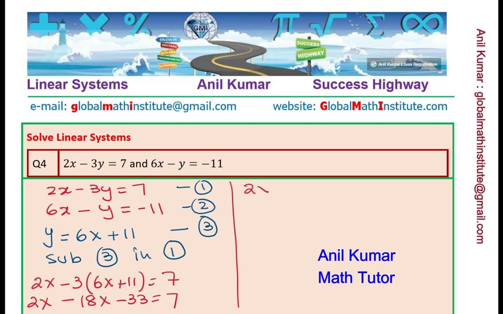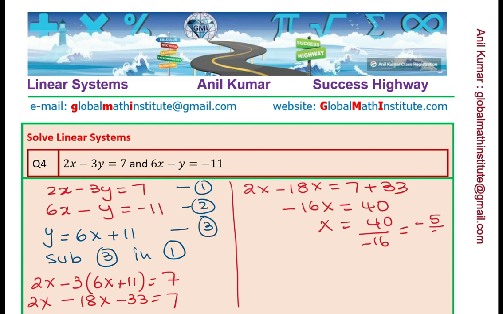So we have 2x minus 18x. We are taking 33 on the other side, right? And 2x minus 18x is indeed minus 16x. And here we get 33 plus 7 as 40. So x equals 40 over minus 16, which you can simplify, right? Dividing by, let's say, 4 or 8. If you divide by 8, you get minus 5 by 2. So the x value is minus 5 by 2. See that? So you could have fraction values also.